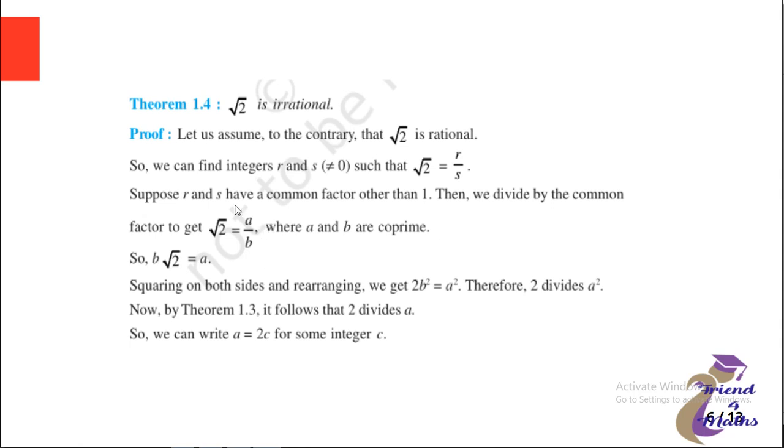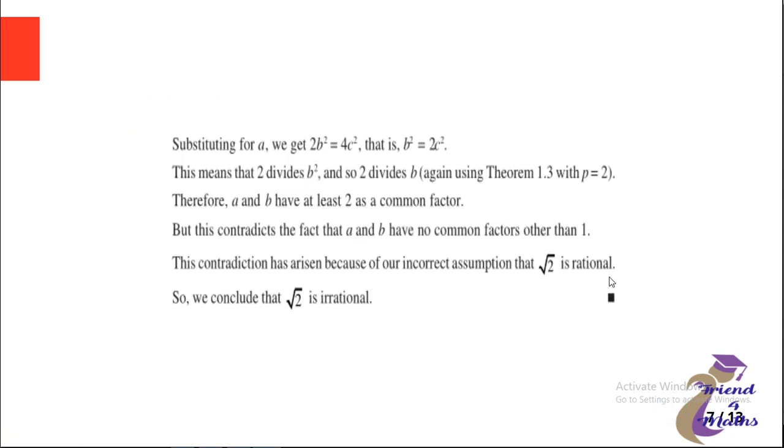That is because of our wrong assumption, that root 2 is a rational number. That was our wrong assumption. That is why we got a and b as co-prime numbers, but we have proved that they are not co-prime, and that is because of our wrong assumption that root 2 is a rational number. So we conclude that root 2 is not a rational number, it is an irrational number.